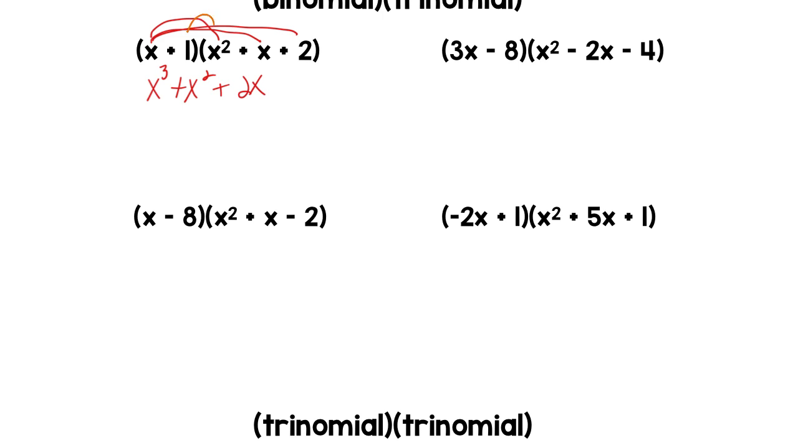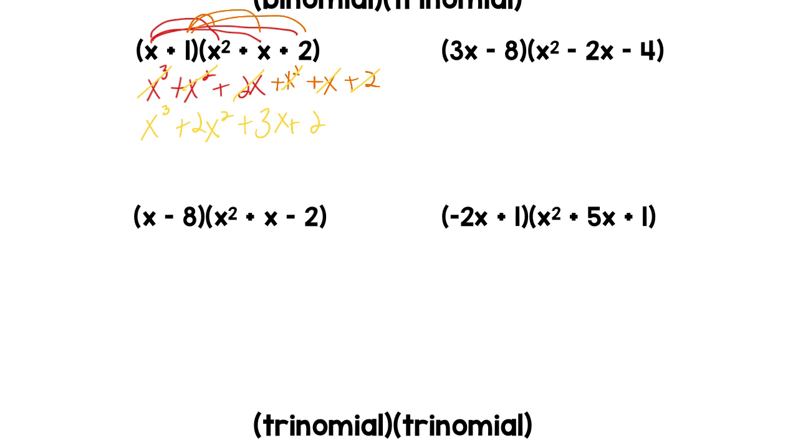1 times x squared is plus x squared. 1 times x is plus x. 1 times 2 is plus 2. Now we'll have some things to combine. We have 1x cubed. 1, 2x squareds. 2, 3x's. And 1, 2.